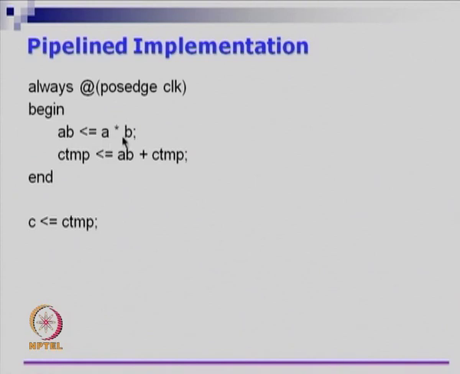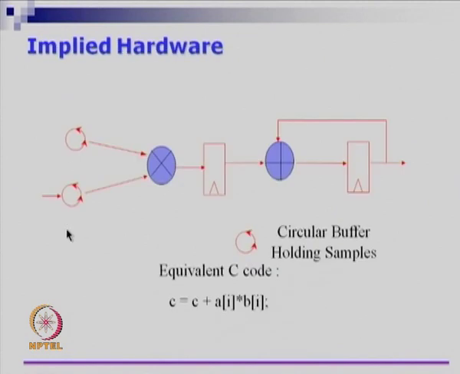So AB is A times B, C temp is AB plus C temp. This is what we have been seeing all along. A times B, and we are adding with C temp, and putting the result back in C temp itself. Finally we are assigning C to be equal to C temp. So the hardware inferred would be something like this.